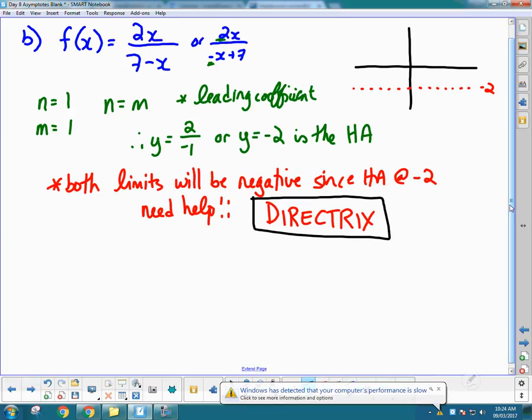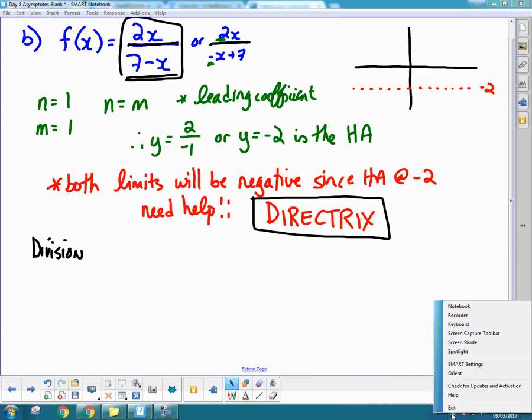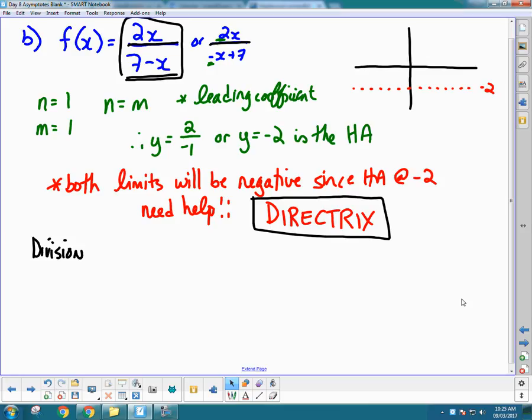So the Directrix comes from actually doing the division that's involved in these rational functions. Remember, this line here means division. So let's actually do the division. We've done this before, so this is good news, but you'll see where it becomes helpful. In the top, you'll notice that it's 2x divided by negative x plus 7. This is why it's easier to have it in this notation, with the x first. So let's actually do the division.